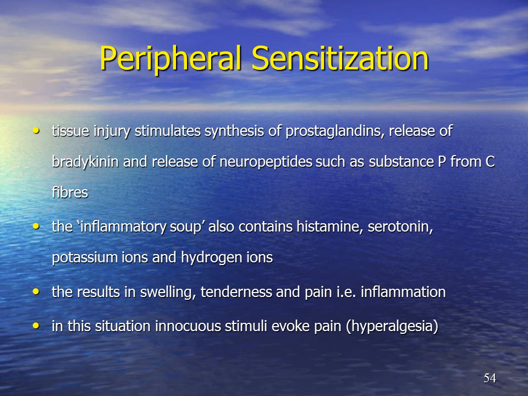feel. Peripheral sensitization: tissue injury can stimulate synthesis of prostaglandins and bradykinins and neuropeptides such as substance P from the C fibers. And this so-called inflammatory soup can also contain other transmitters as well, such as histamine, serotonin, and various ions. And this results in the inflammatory process.